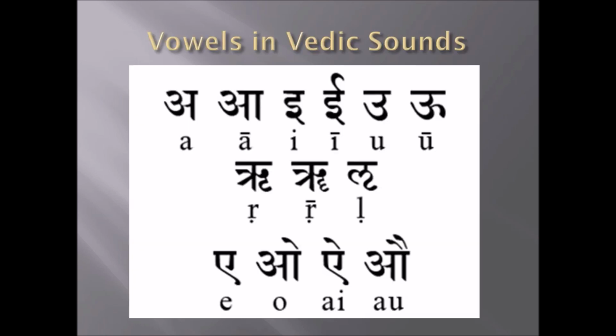So let's go through all the vowels in the Vedic language. A, I, U, R, A, O, I, O. These vowels can be split into long and short vowels. A, I, U, R are short vowels, and the rest are long vowels. The short vowels are said to be under what we call the eka matra.